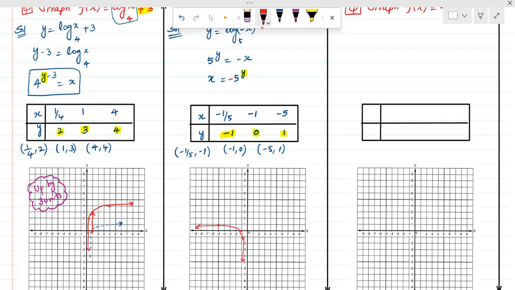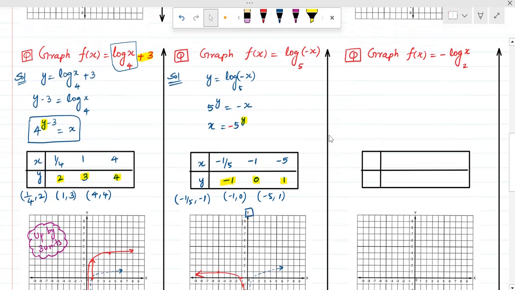Now, this is the graph we have. Now, if you see, the standard graph will be like this. What happened to this one? This is a reflection about the y-axis. So whenever you have a minus inside the logarithmic function, we say it is a reflection across the y-axis. So this is the minus case.